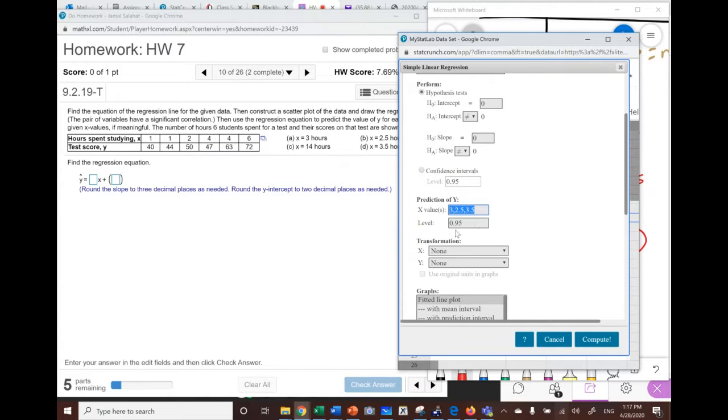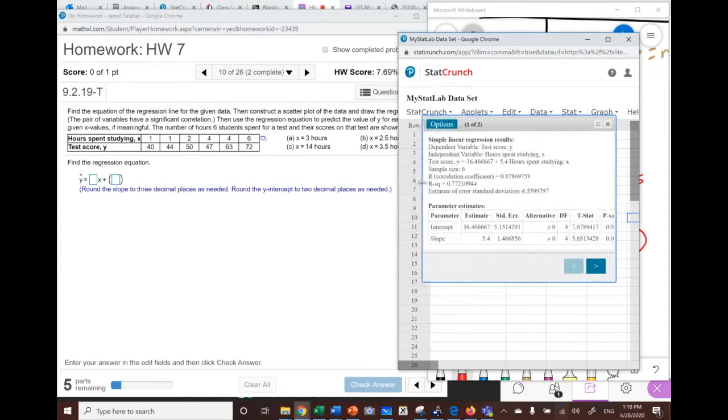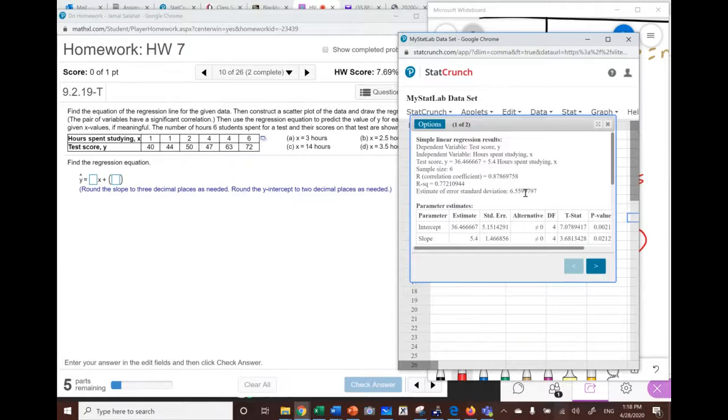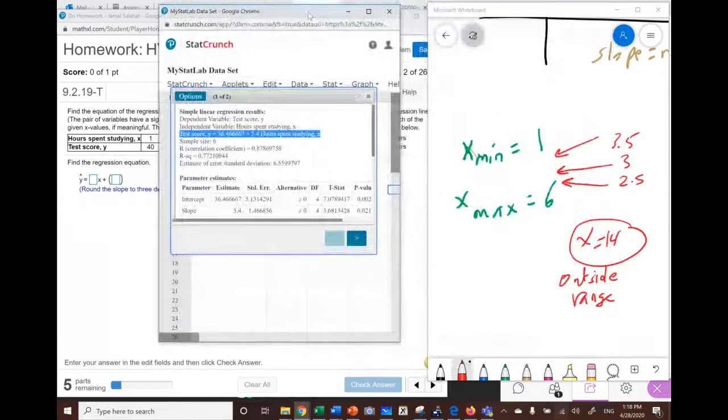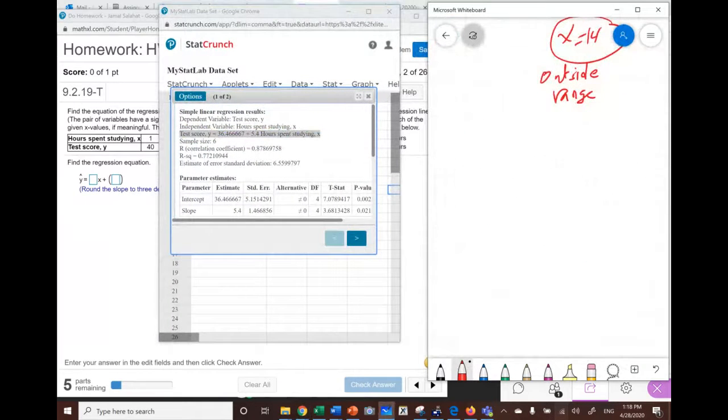Forget the level here. The level doesn't make any difference in here. We're not going to use it. So when we hit compute, now we're going to get lots of results. The first result we're going to get is the equation. Notice that here is our equation. Now the equation is not written in this format. So let me show you how we write the equation in the same format.